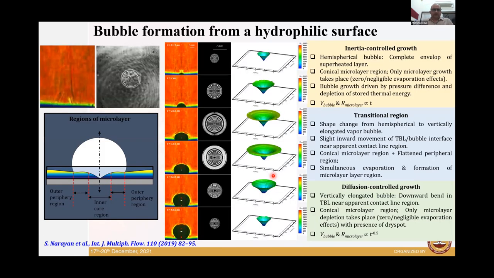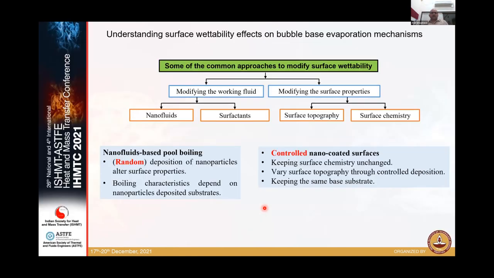Based on these sophisticated and reasonably accurate measurements, we have classified the bubble growth formation mechanism, or the process, into three different regimes: inertia control growth, transitional region, and diffusion control growth. And we have, in the third dimension, shown how this microlayer grows and evaporates, which in turn keeps feeding the vapor bubble. Now, this was some sort of introduction to the advanced measurement techniques, light based.